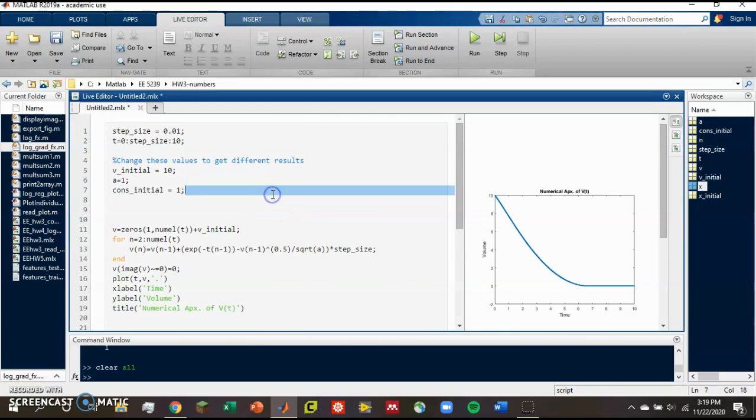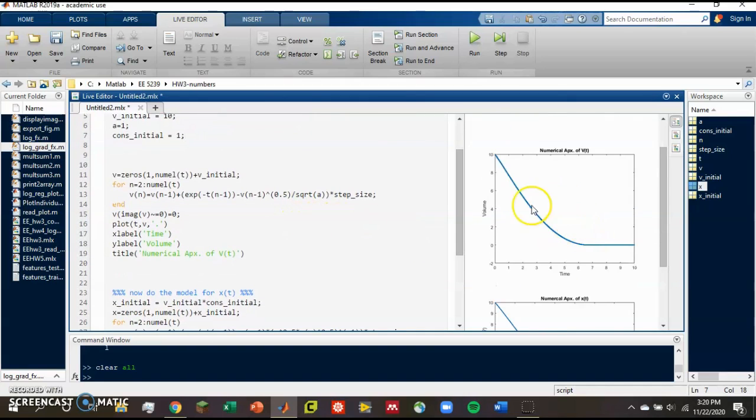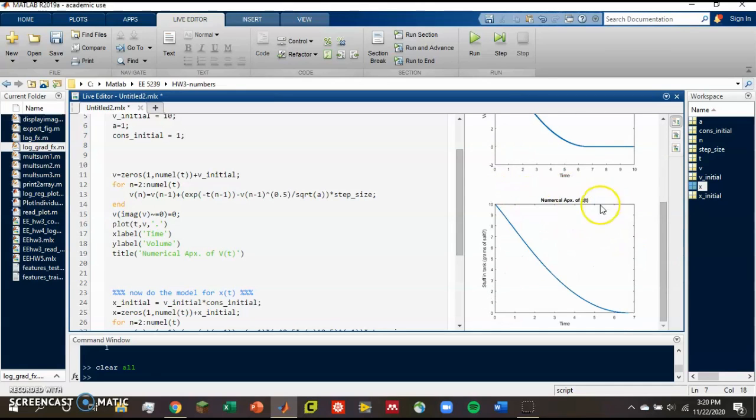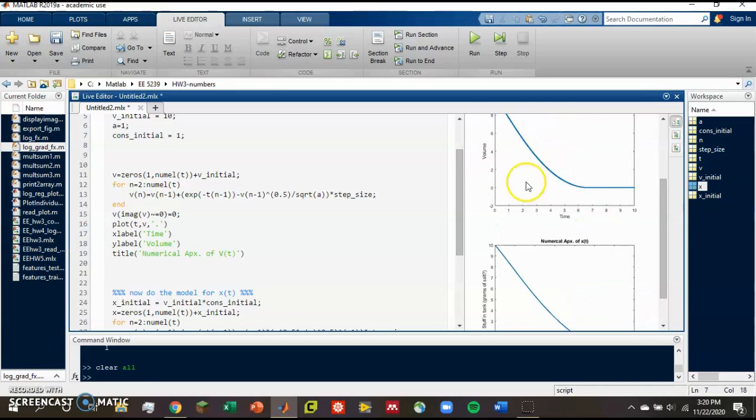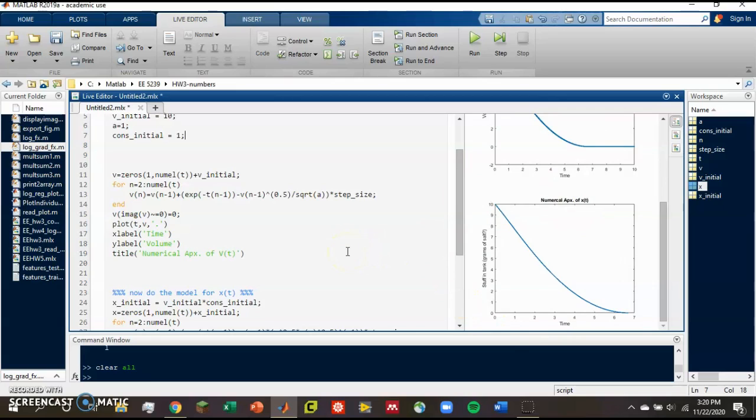And then if I run this script, we see that my numerical approximation of v looks like this. So my volume starts out at 10, and then it decreases pretty drastically. And then we have my numerical approximation of x, which is my stuff in my tank, equal to that, and then it also decreases basically exactly equal to this, and that's due to my concentration coming in being just equal to 1.